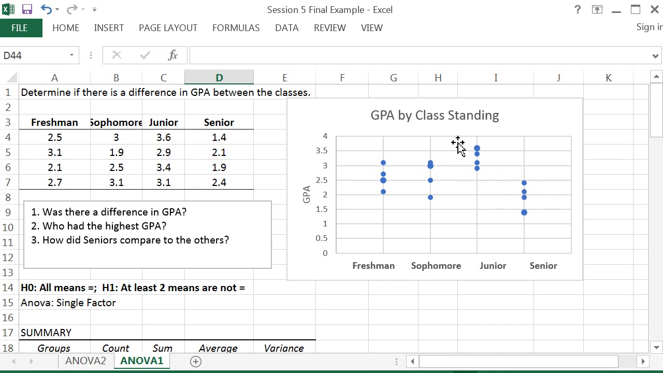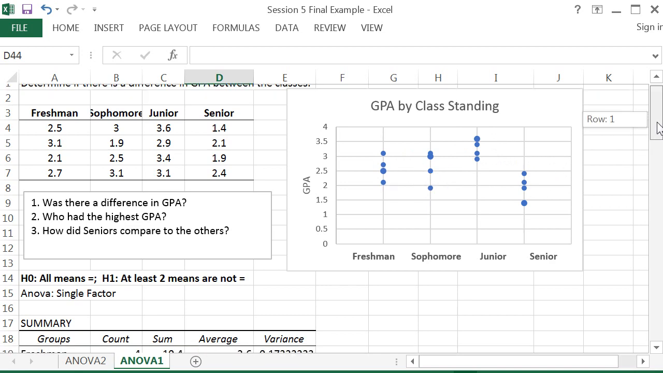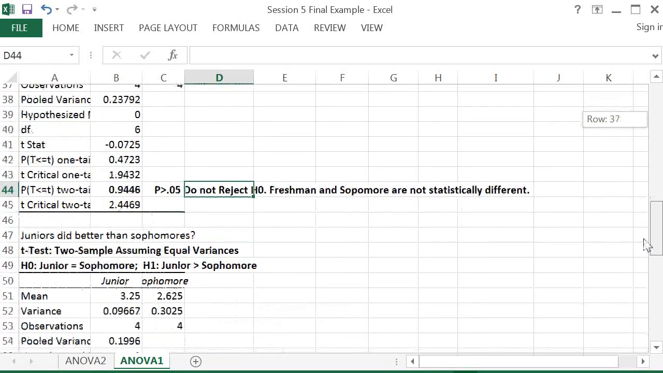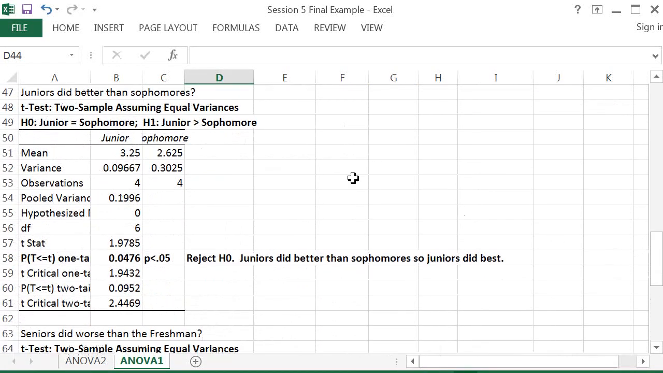So now let's see if the juniors did the best. So we can compare them to either the freshmen or the sophomores and show that juniors did better by looking at a one-sided p-value. So I did that in the second t-test. So did juniors do better than sophomores? I compared them to sophomores. My null is that junior and sophomores were equal. My alternative is that juniors did better than sophomores.